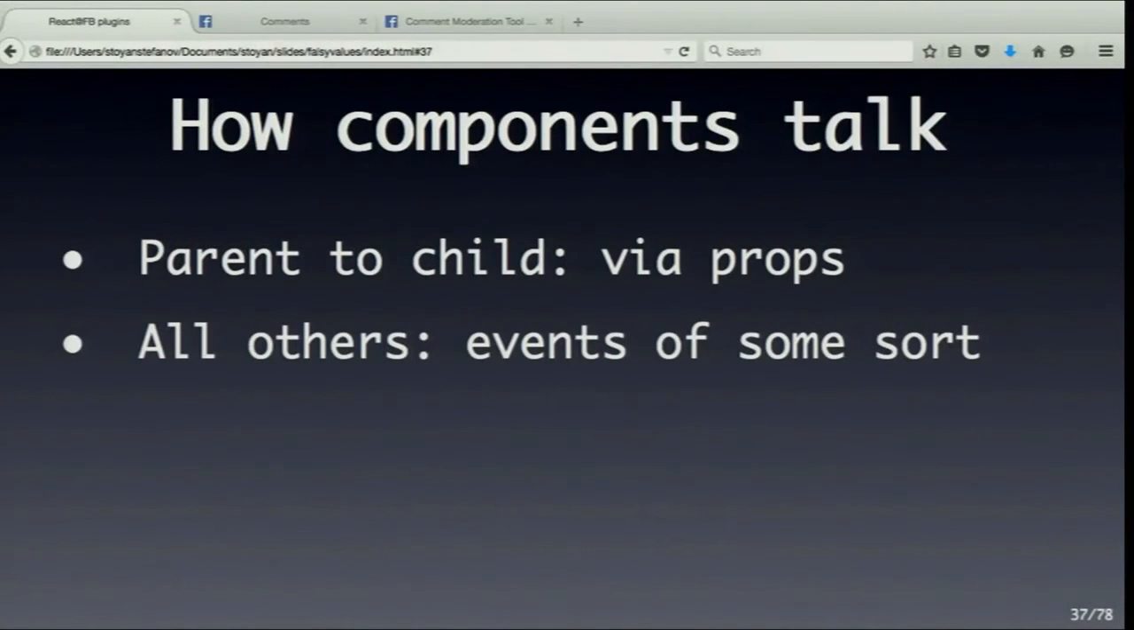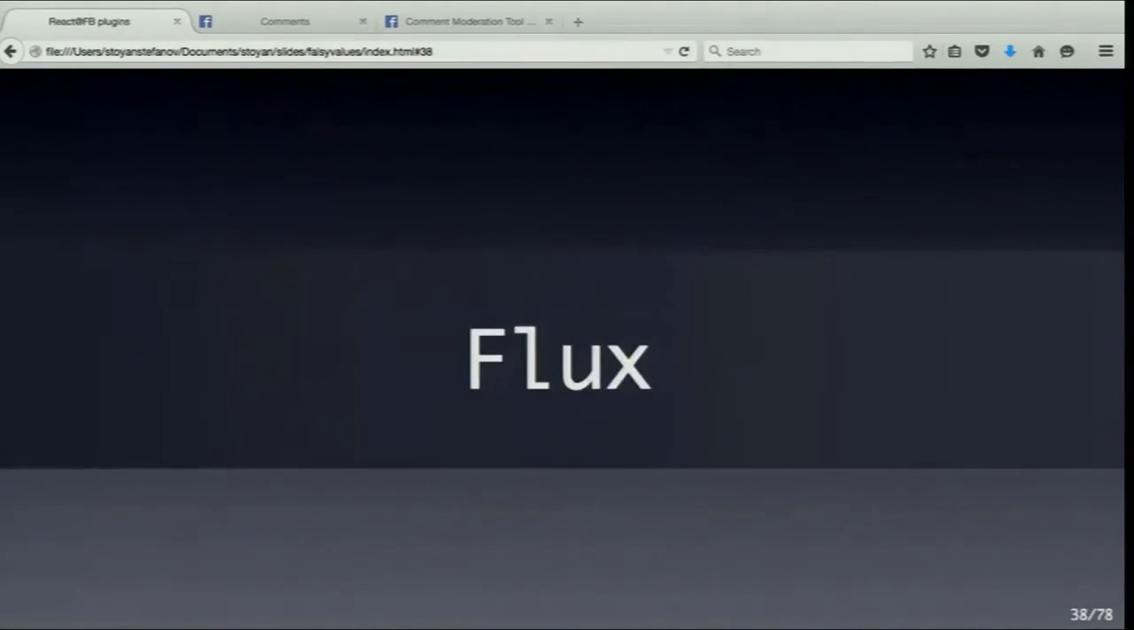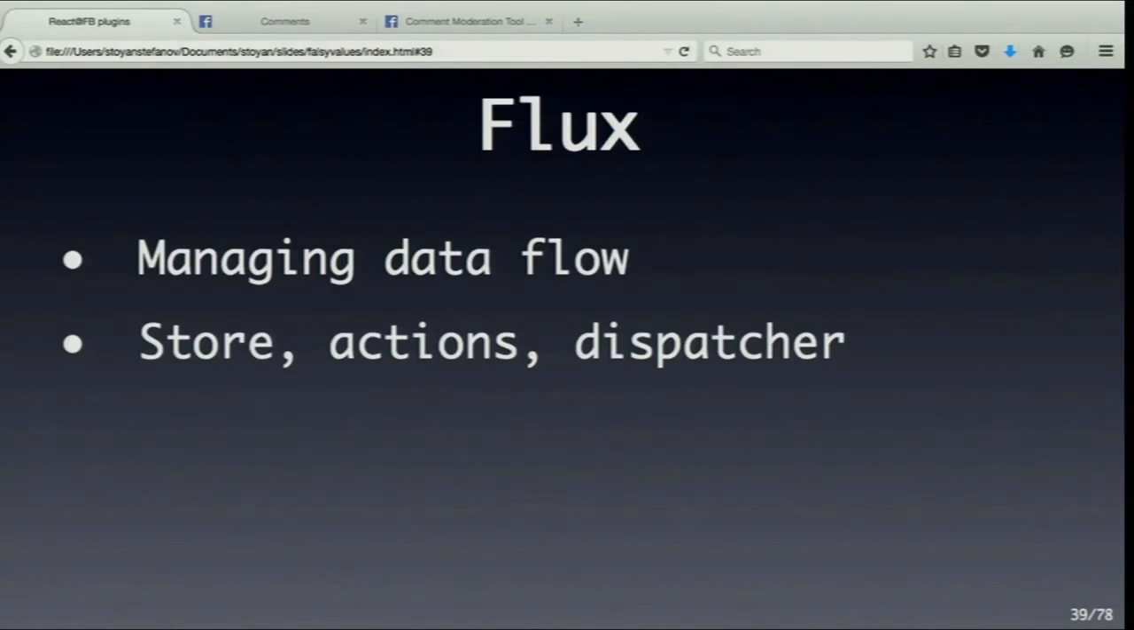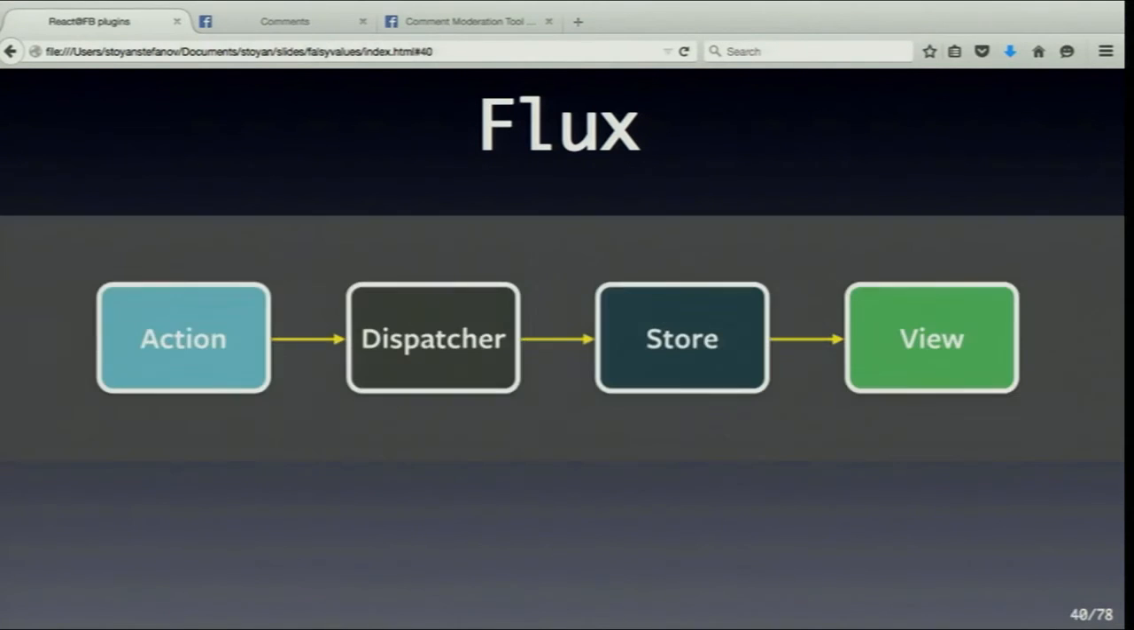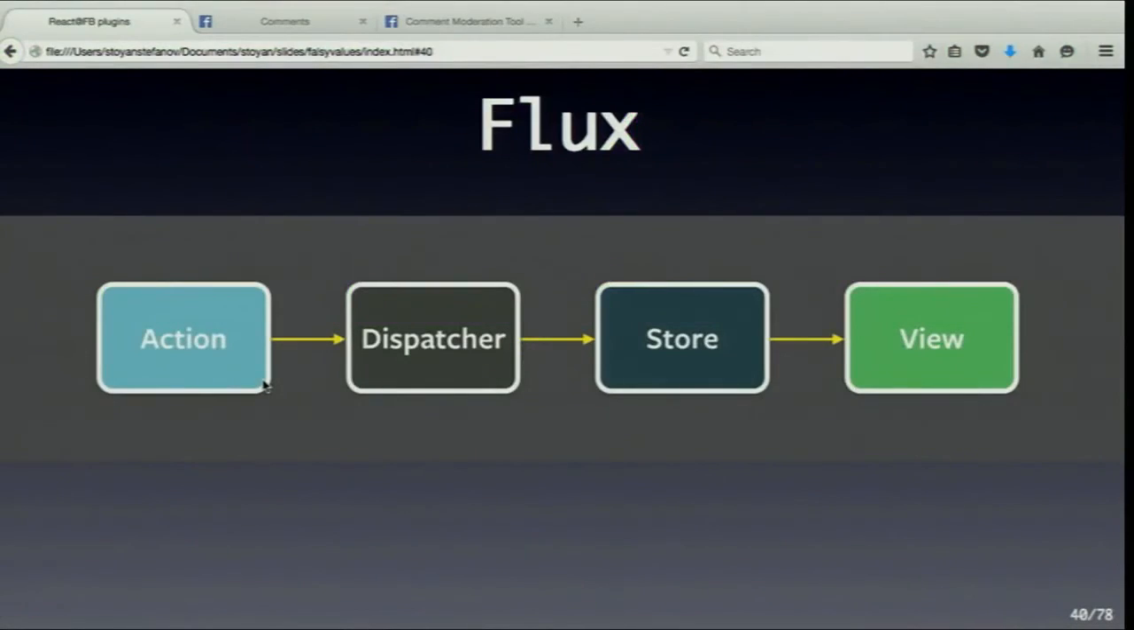So components communicate with each other. If it's parent to child, you use properties. Otherwise, you need some sort of event system. And that's where the idea of Flux comes in, to manage your data flow. So this is the diagram. It's unidirectional data flow, right? So it makes it easier to reason about the application.